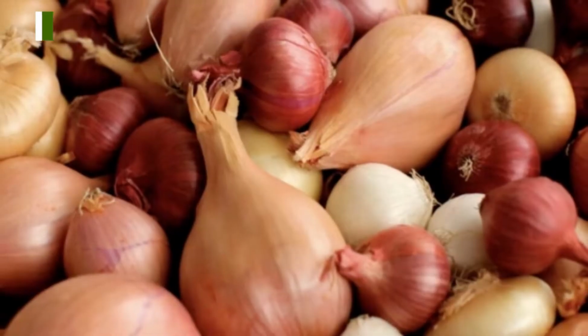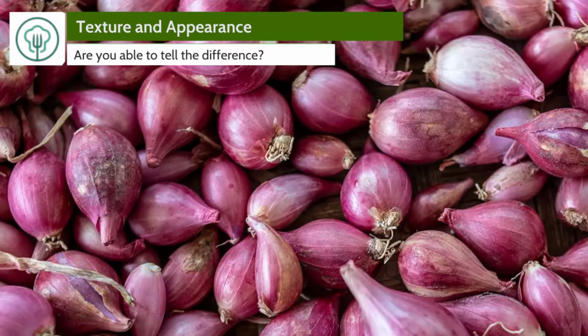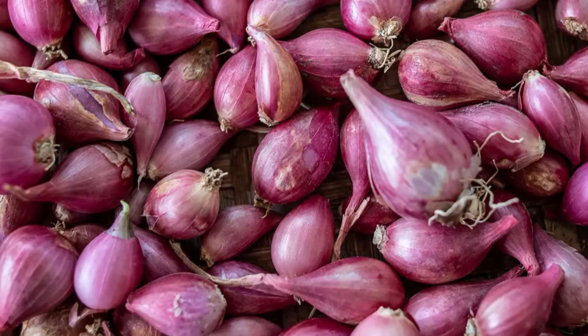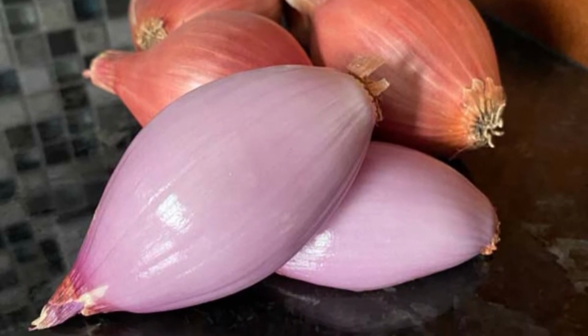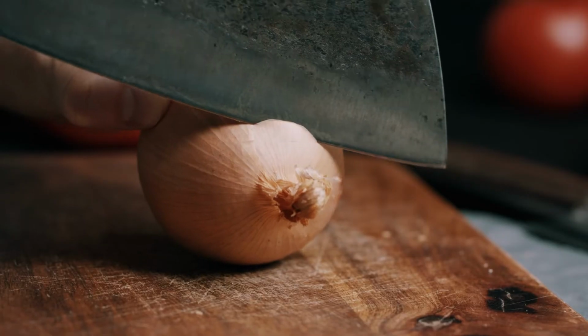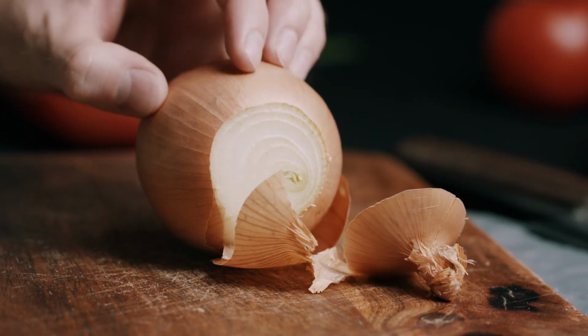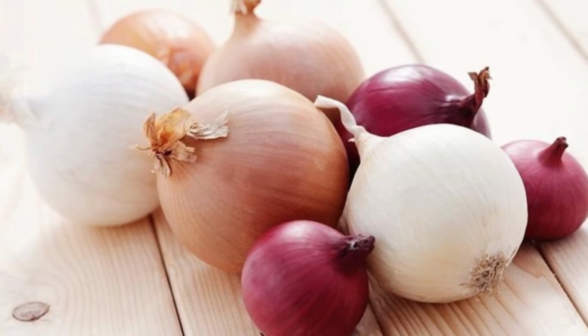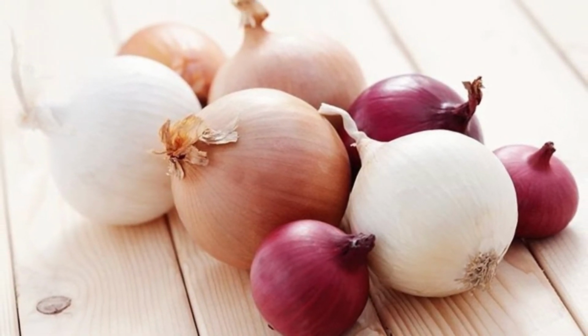Shallots and onions also differ in their texture and appearance. Shallots have a softer, more delicate texture than onions, which can be slightly crunchy when raw. They also have a reddish-brown skin and a more elongated shape than onions. On the other hand, onions have a firmer texture and a papery outer skin that needs to be removed before cooking. They also come in different sizes and colors, with the most common being white, yellow, and red.